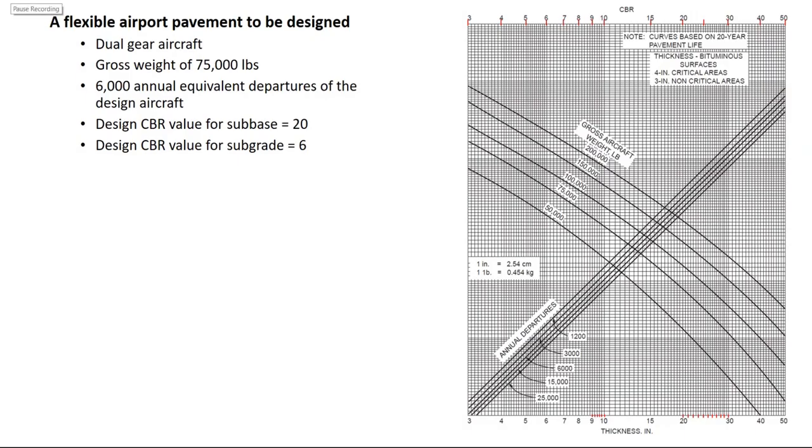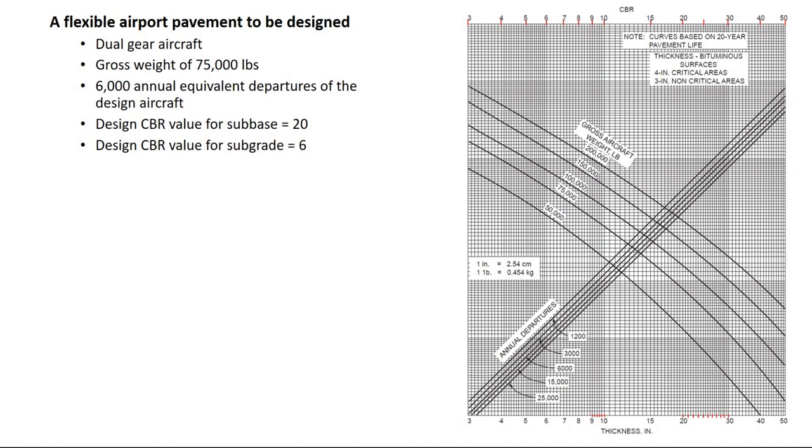Okay, let's do this problem. A flexible airport pavement has to be designed for the given data. The design aircraft is a dual gear aircraft, and the gross weight of this aircraft is 70,000 pounds. The annual departures of this design aircraft, which we call equivalent departures, are 6,000. The CBR value of subbase is 20, and the CBR value of subgrade is 6.